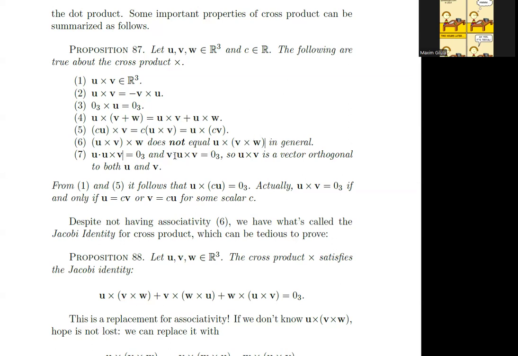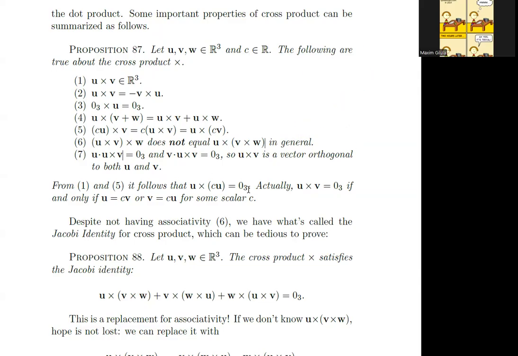You should watch some kind of YouTube videos about what the cross product looks like depending on u and v. But basically, we have two vectors in space. We get a third vector that's orthogonal to both of them, which is a really nice kind of product.